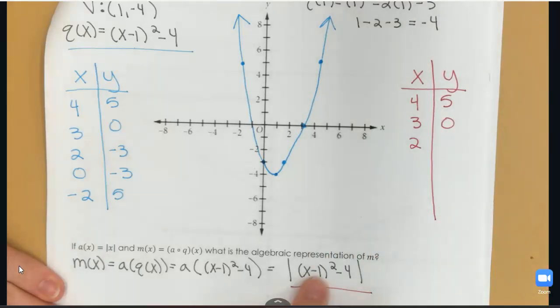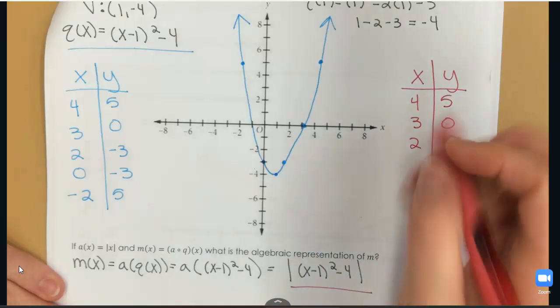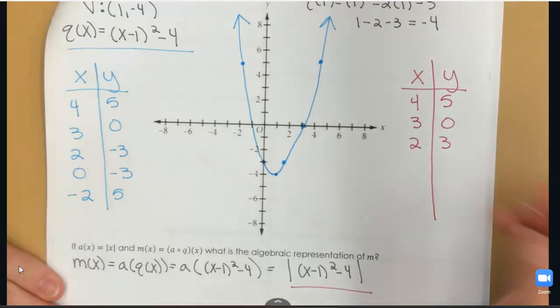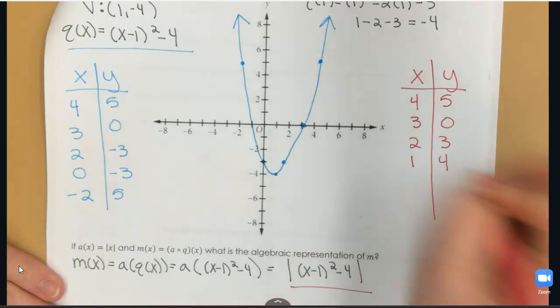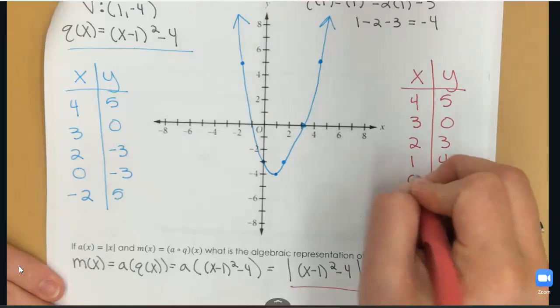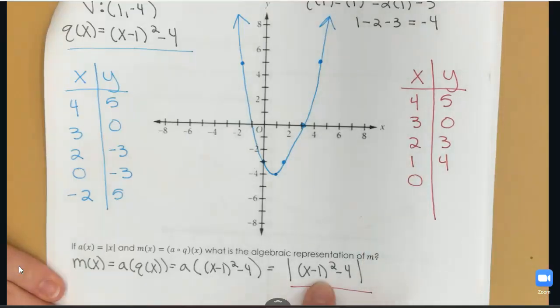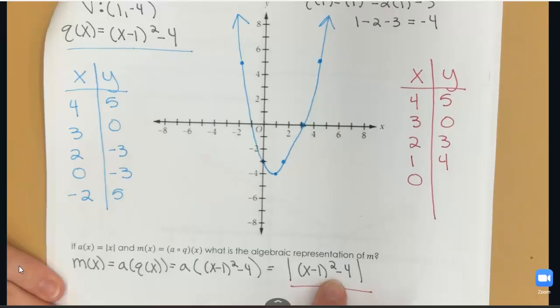Moving on to 2. 2 minus 1 is 1. 1 squared is 1. 1 minus 4 is negative 3, but the absolute value of that is positive 3. For 1, 1 minus 1 is 0. 0 squared is 0. 0 minus 4 is negative 4, but the absolute value of that is positive 4. For 0, 0 minus 1 is negative 1. Negative 1 squared is 1. 1 minus 4 is negative 3. The absolute value of that is positive 3.